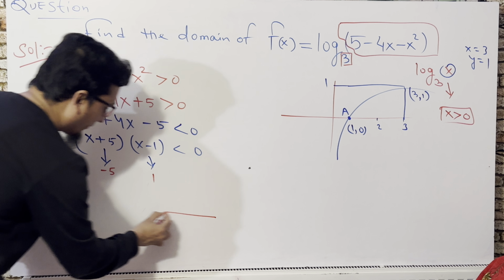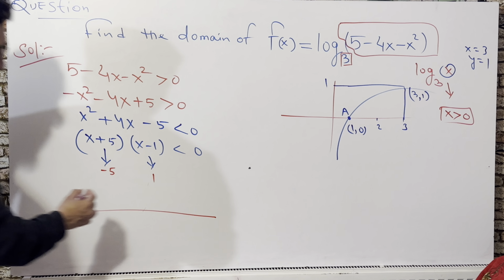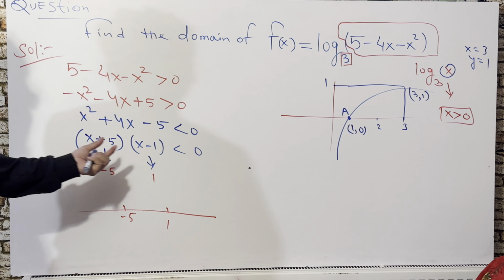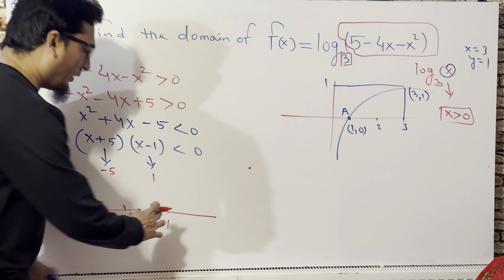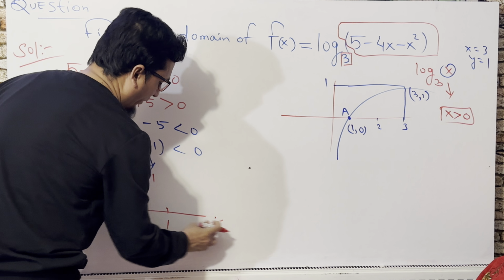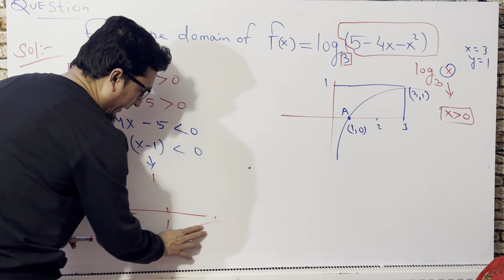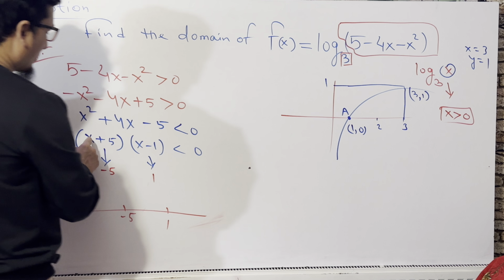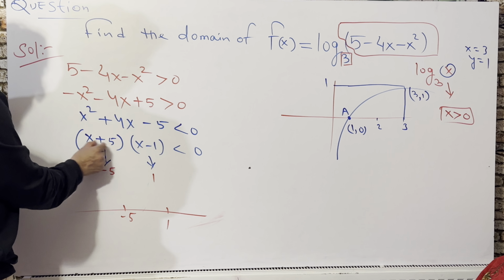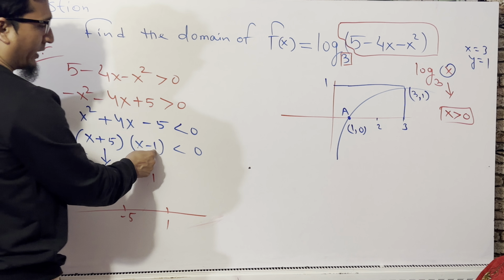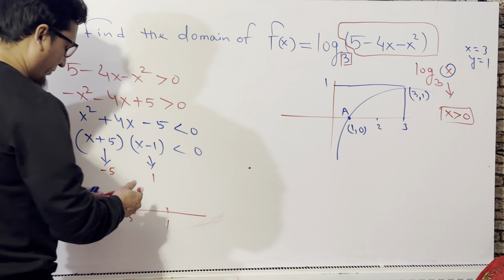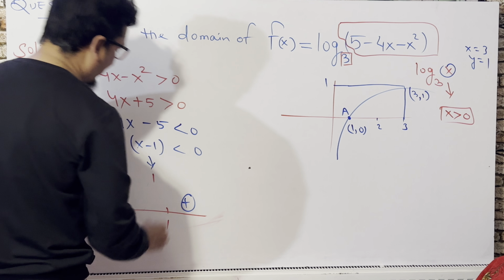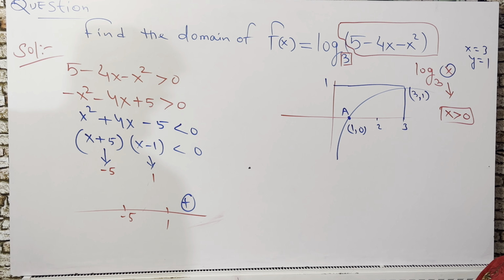So you take these values on the real line, with minus 5 here and 1 here, right? Now you have to follow the sign. If you take a number greater than 1, for example 10, then 10 plus 5 is 15, which is positive, and 10 minus 1 is 9, which is positive. So positive, positive, positive. So this area must be positive.